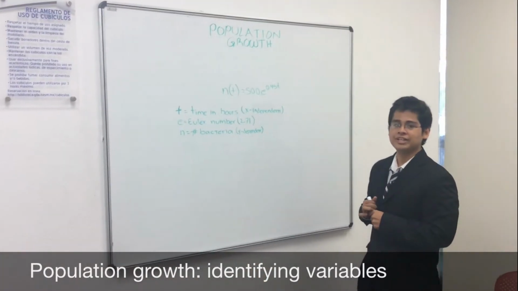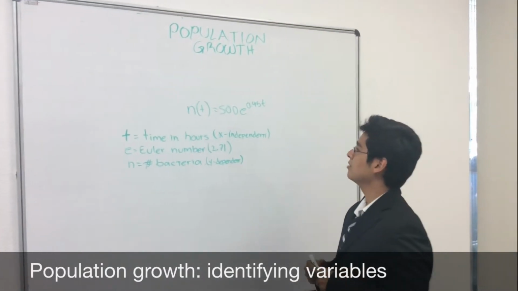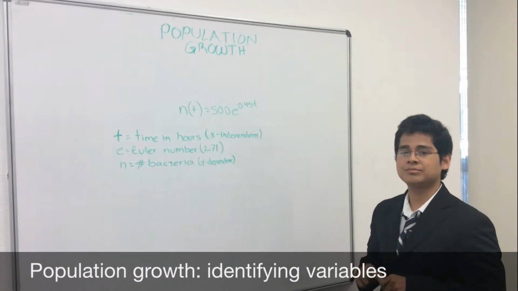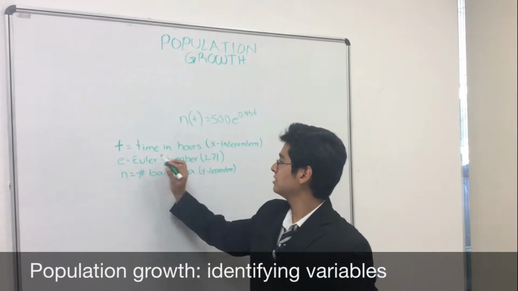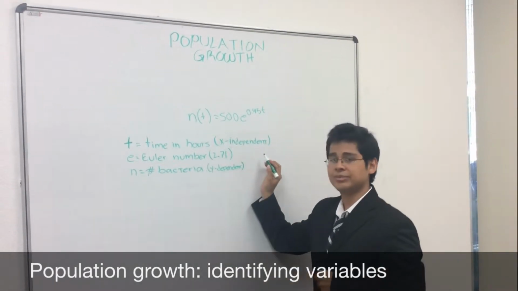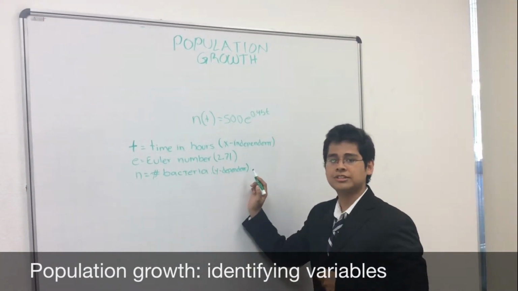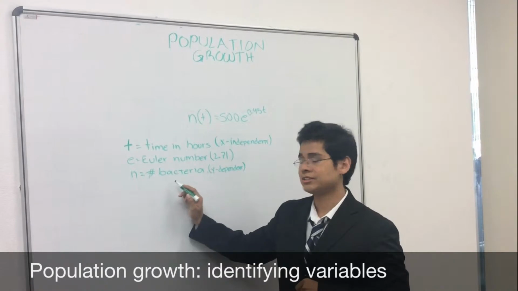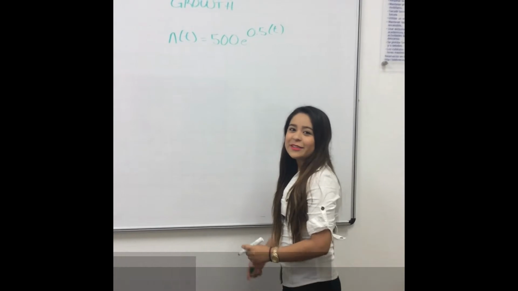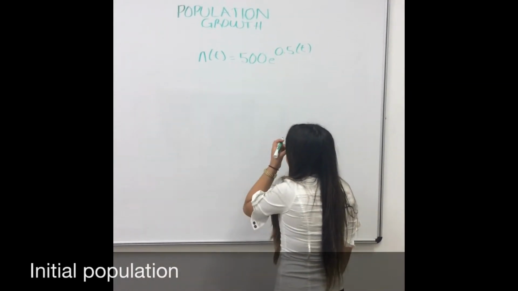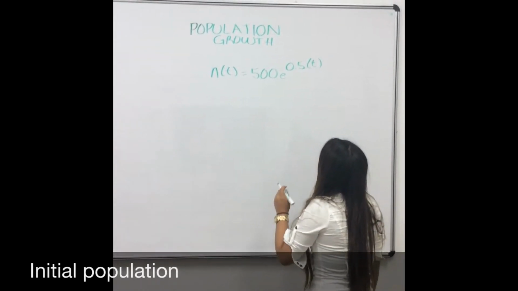In this problem, we get the number of bacteria by this formula, N(t) = 500e^(0.45t). In this formula, t means the time in hours, that will be the x, the independent variable, while e is the Euler number with a value of 2.71, and N is the number of bacteria, that will be the y, the dependent variable. So we know that we have to substitute time by 0, that is the initial time.